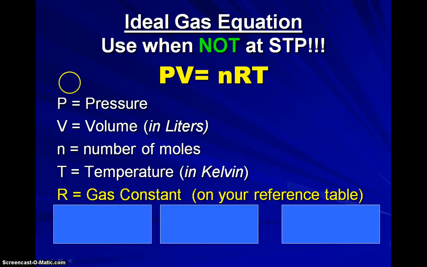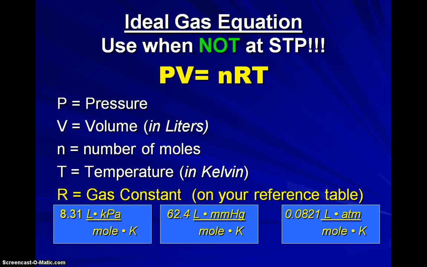Now, if you notice up here, I didn't have a specific unit for pressure. We know that pressure can be in atmospheres, pascals, or millimeters of mercury. So if you notice on the front of your reference table, there are actually three different gas constants listed, and you can see them here.